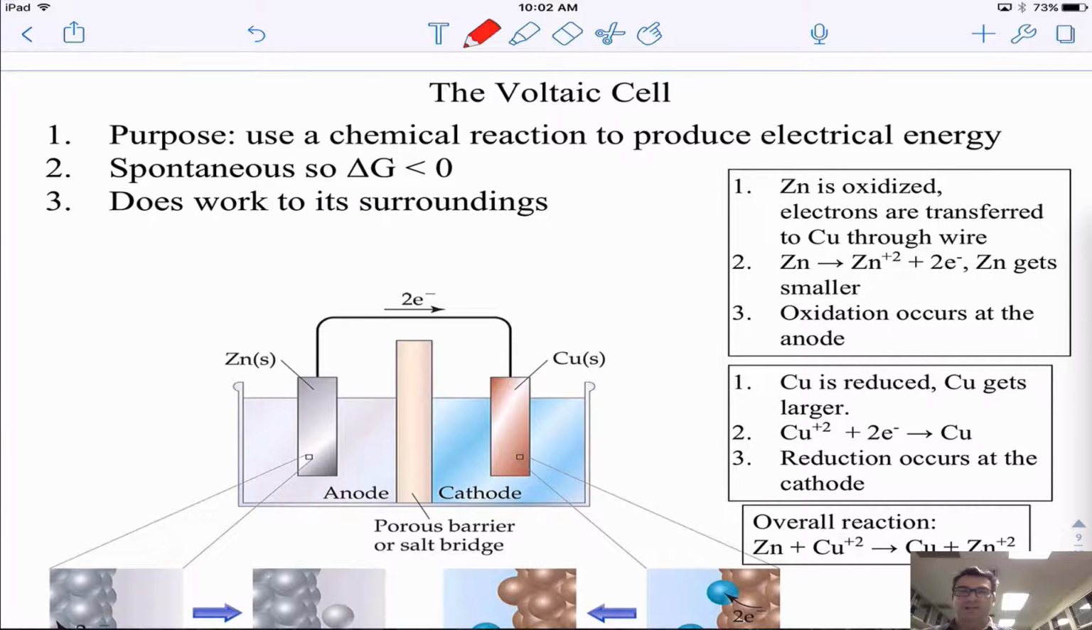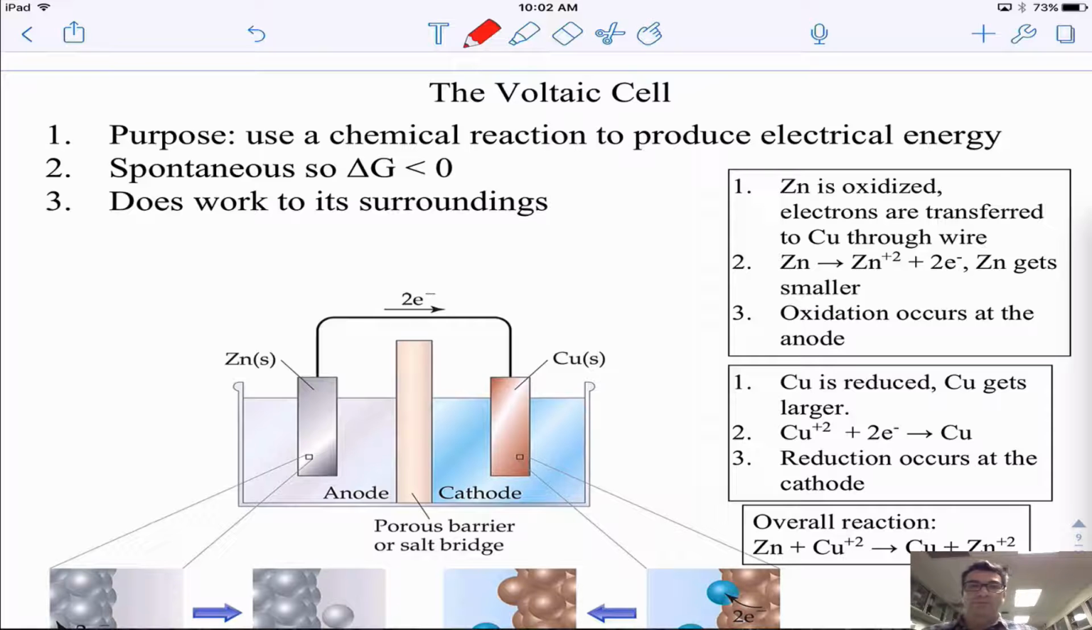Alright, welcome everybody. So today we're going to talk about voltaic cells, and I'm coming at this from an angle that you've already seen these and you have some idea of what they mean. So I'm going to go somewhat quickly through this because this should be kind of a review to you.